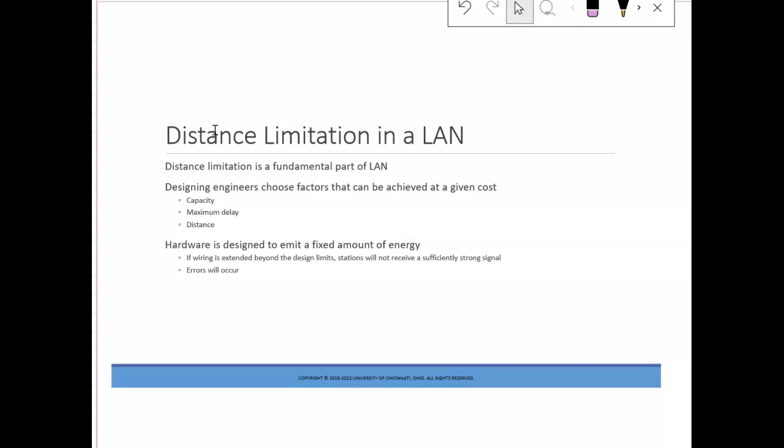Hardware is designed to emit a fixed amount of energy, and if wiring is extended beyond the design limits, stations will not receive a sufficiently strong signal and errors will occur. A maximum length specification is a fundamental part of LAN technology. LAN hardware will not work correctly over wires that exceed the bound.